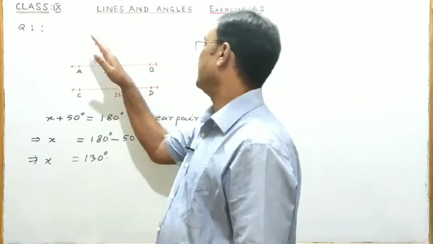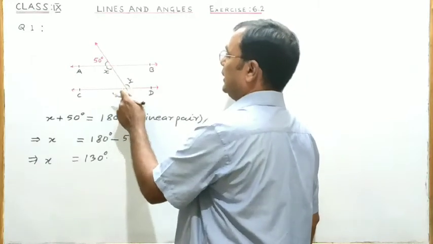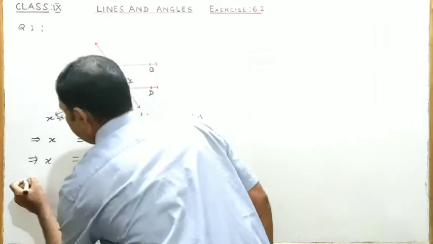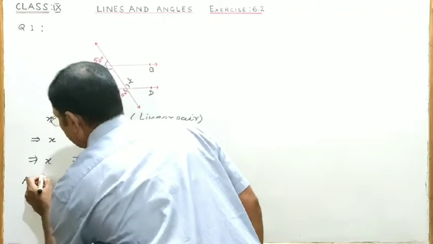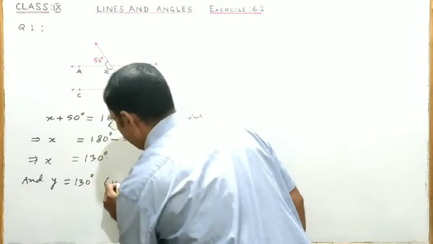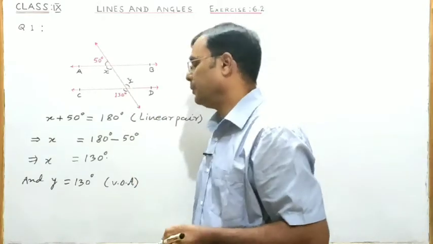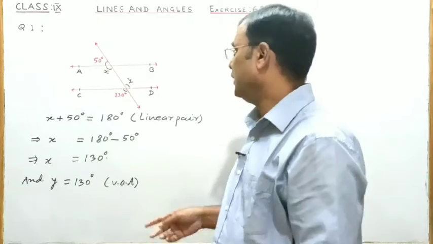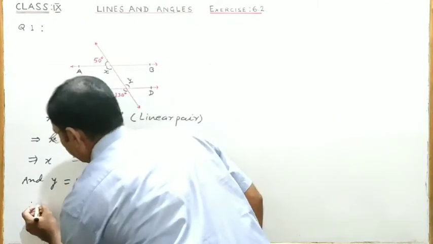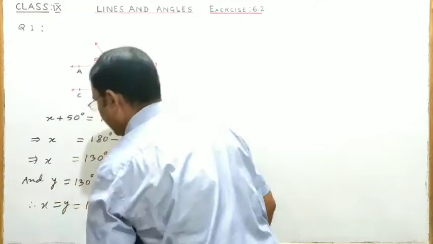intersected by this transversal at a point. So angle y and 130 degrees, they are forming a vertically opposite pair of angles. So y is equal to 130 degrees because they form vertically opposite pair of angles, and vertically opposite pair of angles are always equal. So this angle y is equal to 130 degrees. So therefore x is equal to y is equal to 130 degrees.